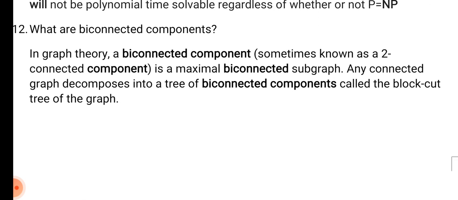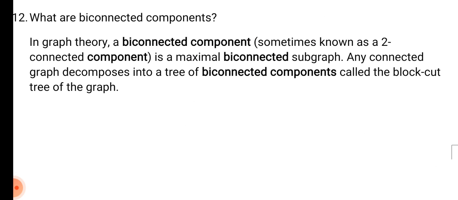What are biconnected components? In graph theory, a biconnected component is a maximal biconnected subgraph. Any connected graph decomposes into a tree of biconnected components called the block tree of the graph.